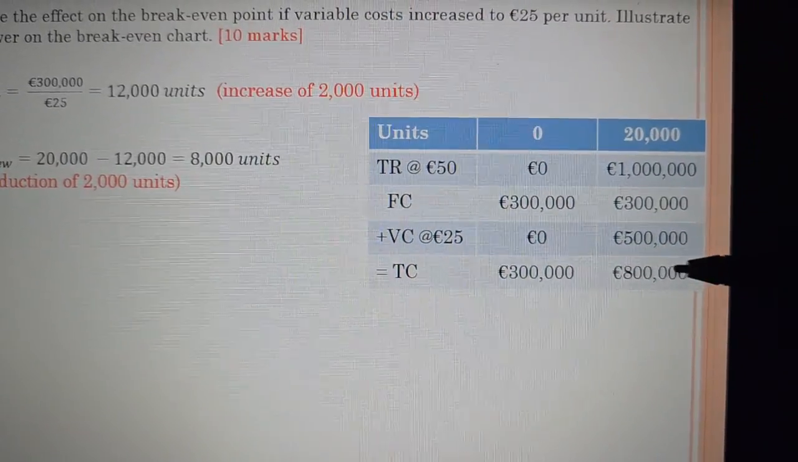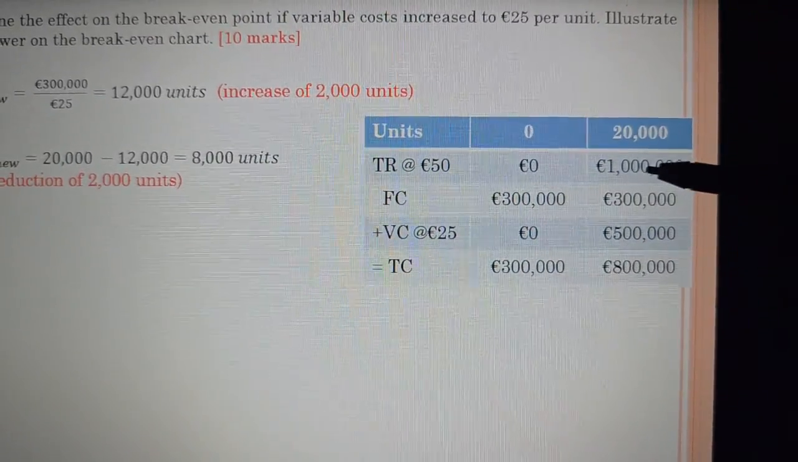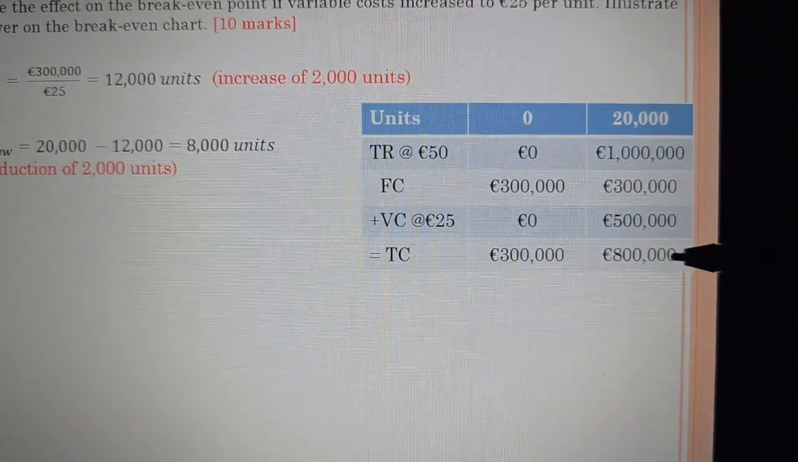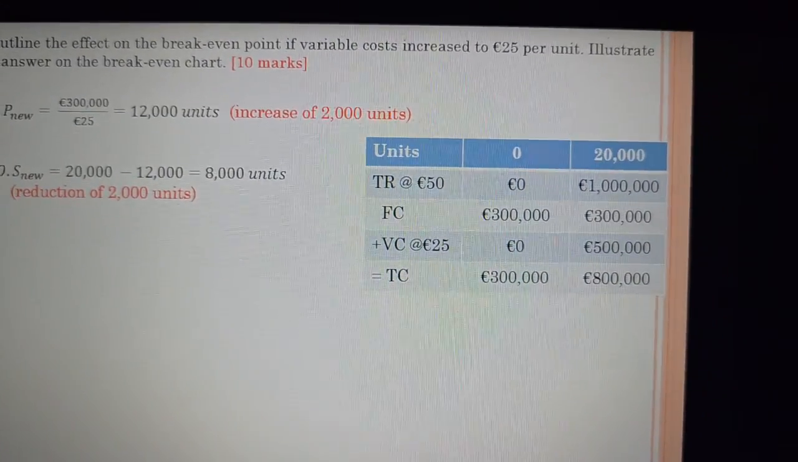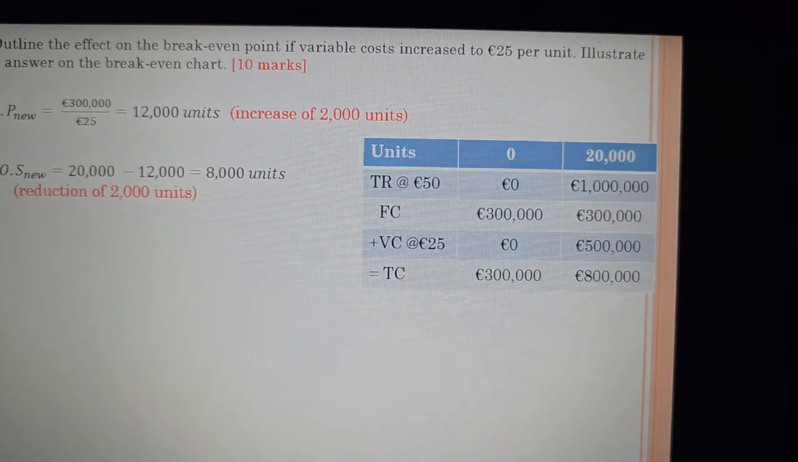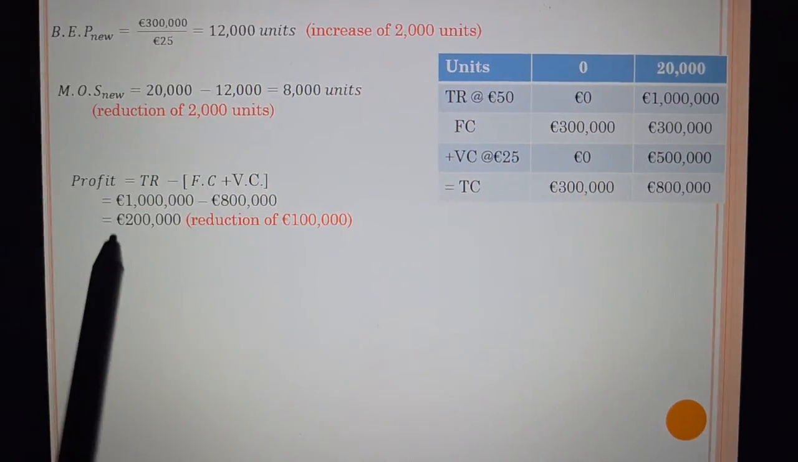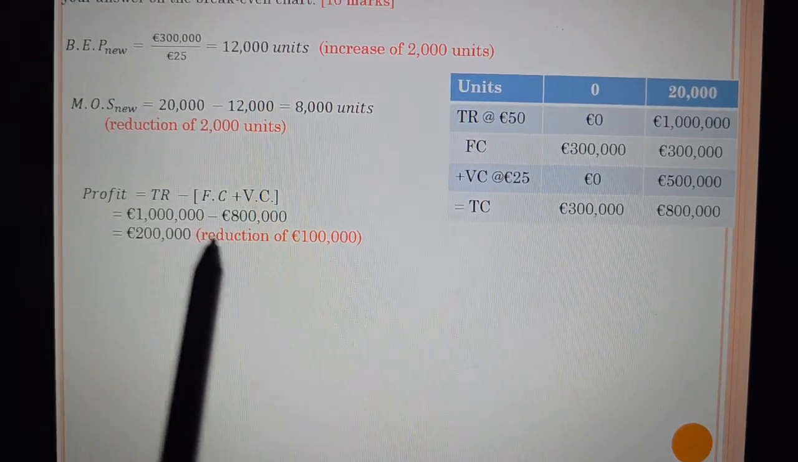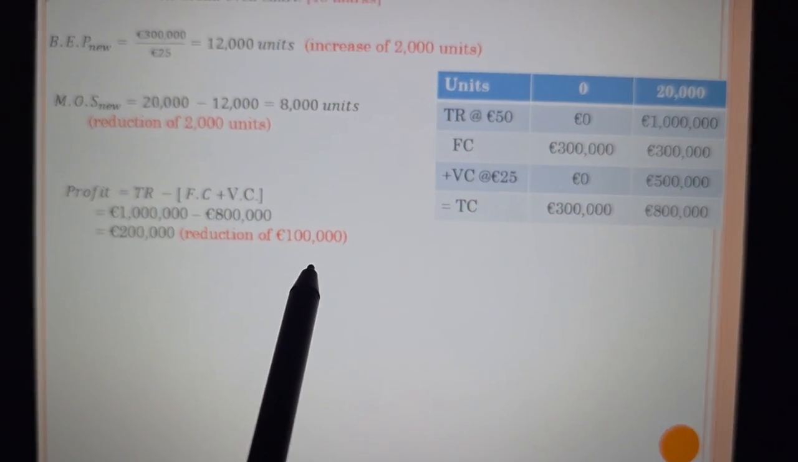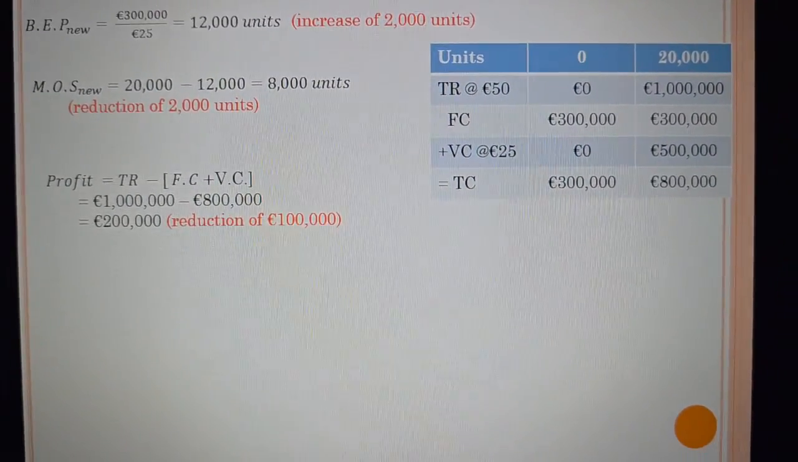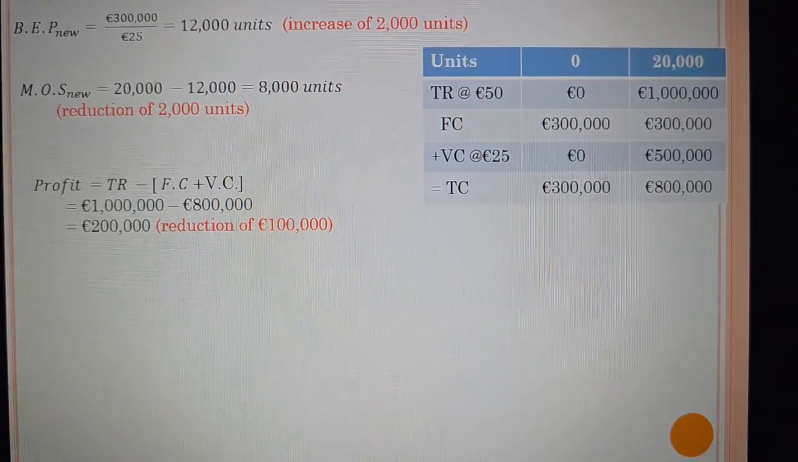So my new profit is going to change as well. Total revenue, 1 million, take away total costs of 800, now leaves me with a profit of €200,000. So it has reduced my profits. Okay, so my new profit figure is 200 grand. That is a reduction of 100 grand from what they were originally. So in part A of the question, my profit was 300 grand.